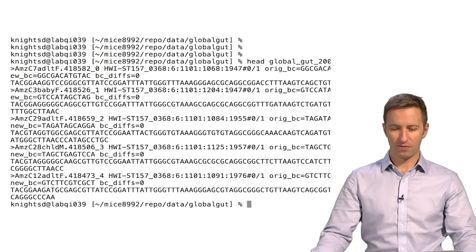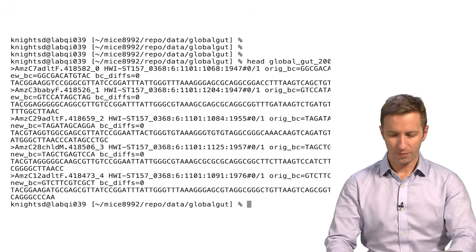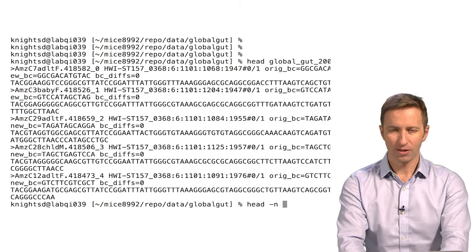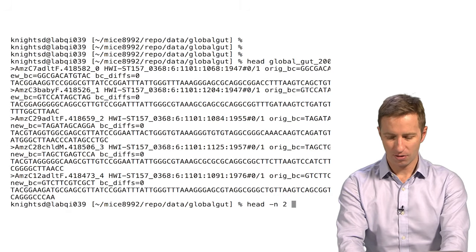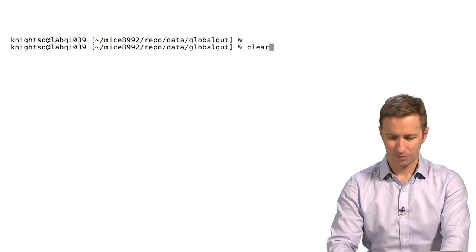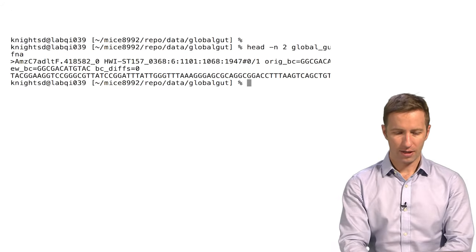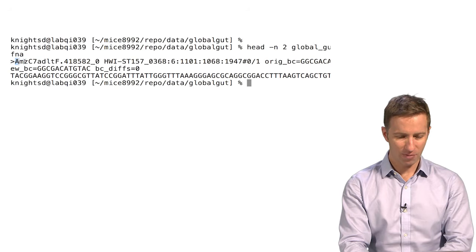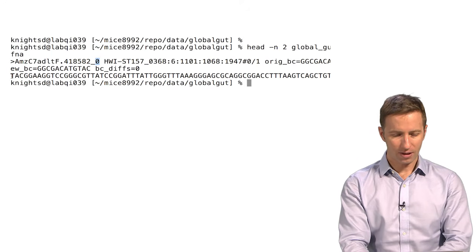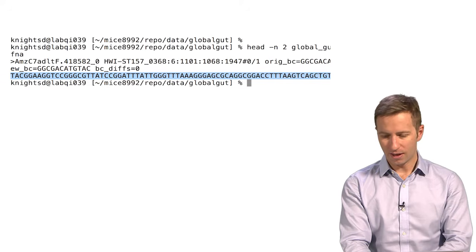So there's the top of the sequence file. You can say how many sequences or lines you want. So if I say -n 2, let's try that again. I get that. And here you can see this is in QIIME format. We have the sample ID, underscore, and then a sequence identifier. And then the next line is the actual sequence.